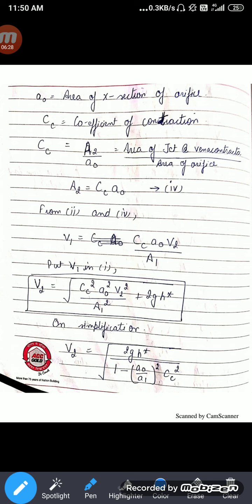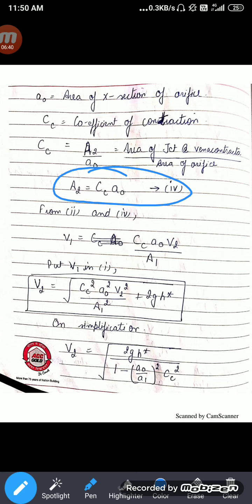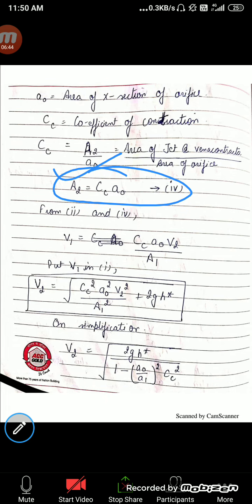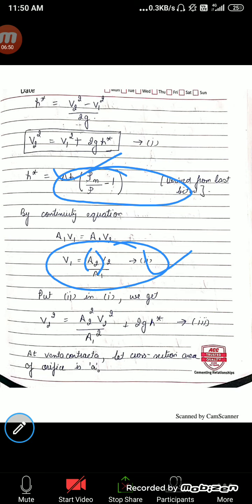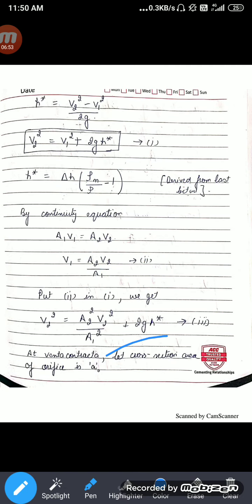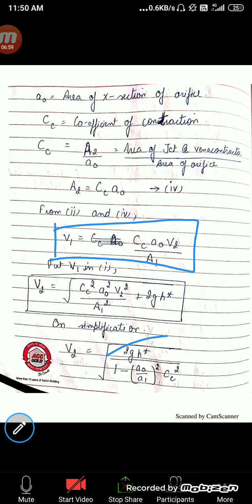From here calculate the value of A2 and put this value of A2 in the previous equation, in equation number three. Now after calculating this value, where do we put it? We put it in V1. Put the value of A2 here and we get the equation. From here we get this equation and substitute this value in equation first.